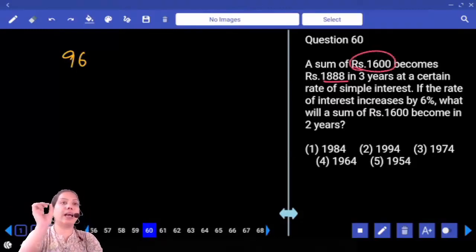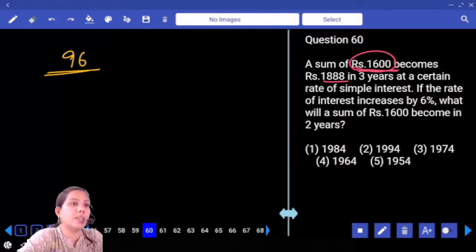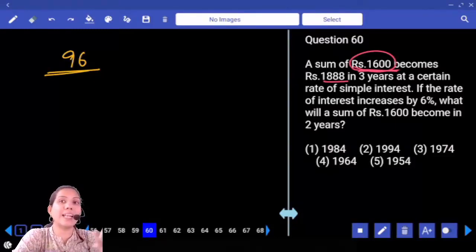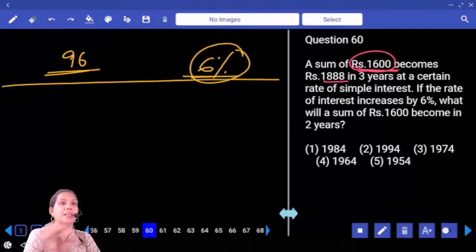1600. Very good. Principal 1600 and interest is equal to 96. That means 96 is how much percentage of 1600? What is 1 percentage? 16. But 96 means how much percentage? 6 percentage. On first time, what is interest percentage? 6%. And next, if the rate of interest is increased by 6%.